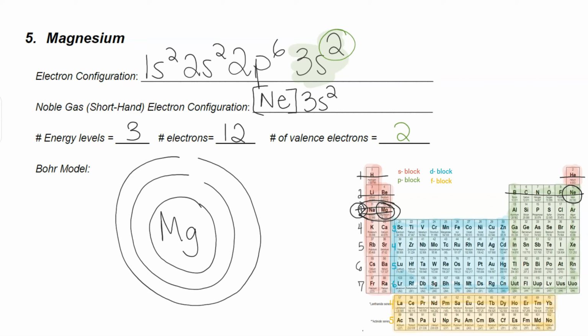Our valence shell, we already said, has 2 electrons in it. Then we can do our second energy level. We have 2s2 and 2p6. 2 plus 6 gives us 8. And then in our first energy level, we just have this 1s2 part, so we know there are just 2 electrons in that first energy level.